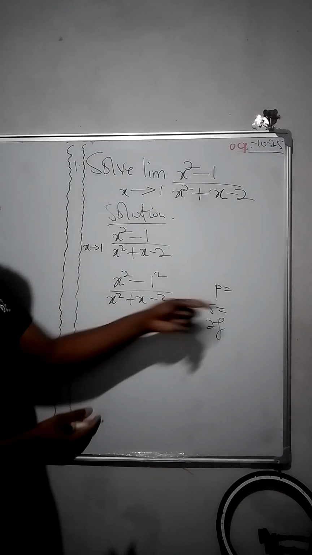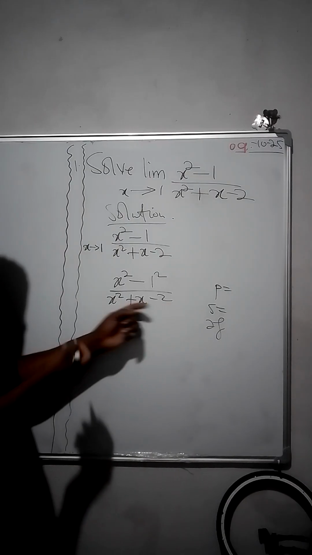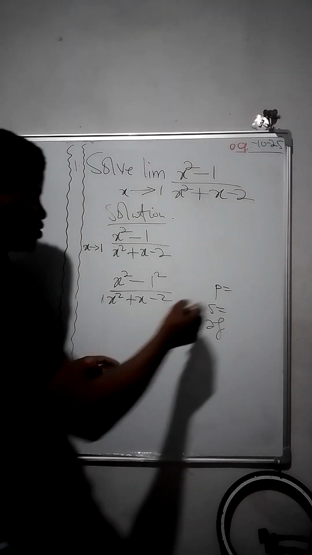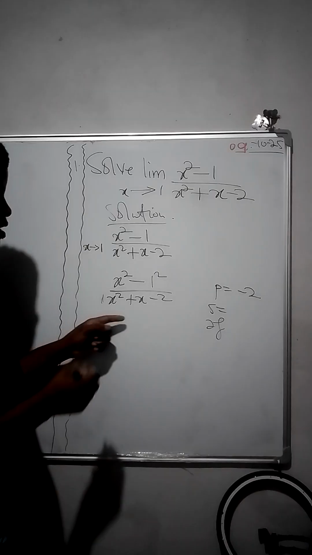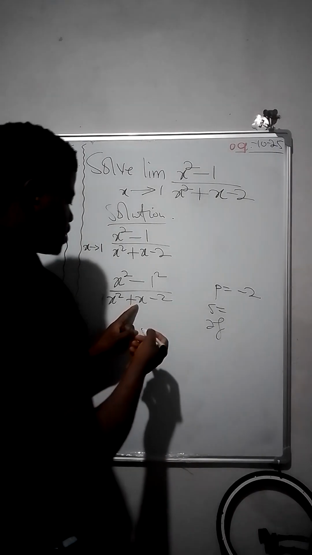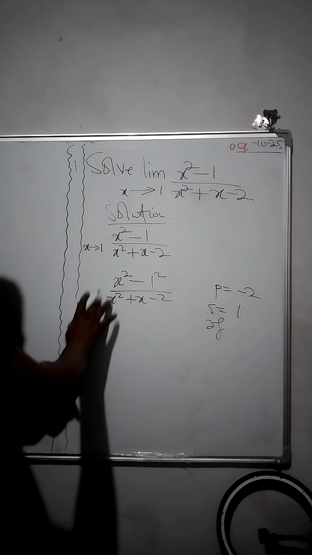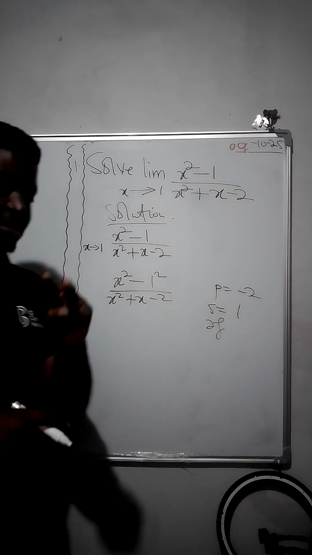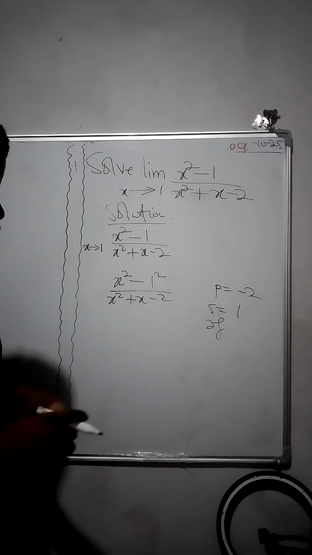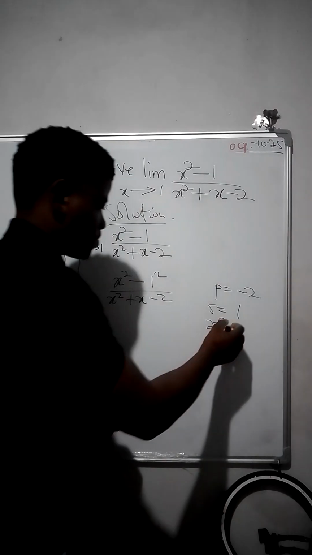To find the product, we multiply the coefficient of x squared, which is 1, times the constant, which is negative 2. So 1 times negative 2 gives us negative 2. Then the sum is the number in the middle, which is the coefficient of x, which is 1. Then for the two factors, we look for two numbers that, when multiplied, give negative 2, and when added, give positive 1. So what are those two numbers?